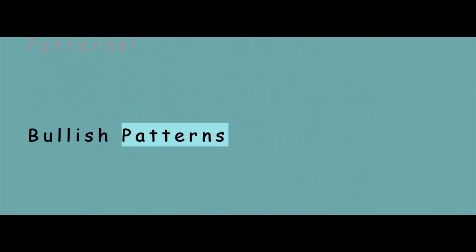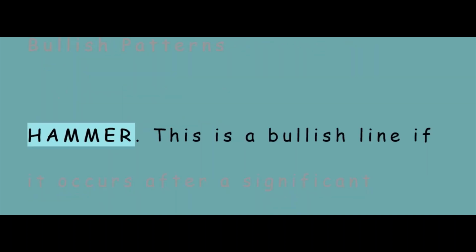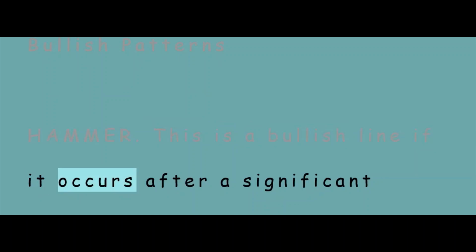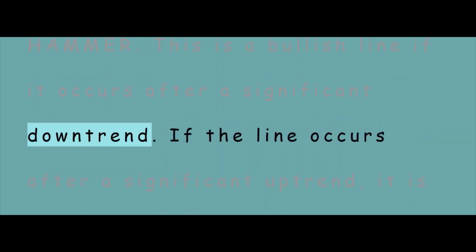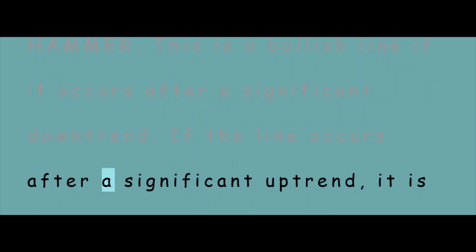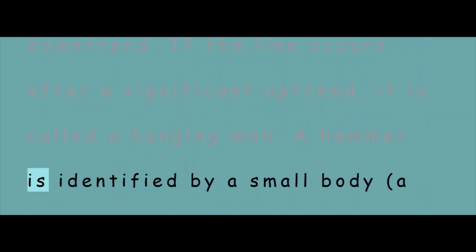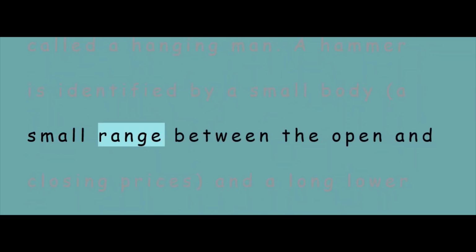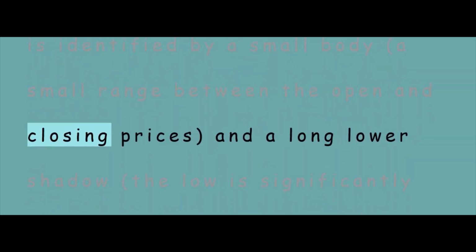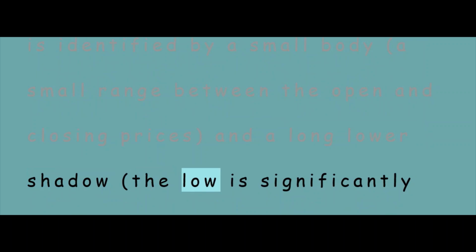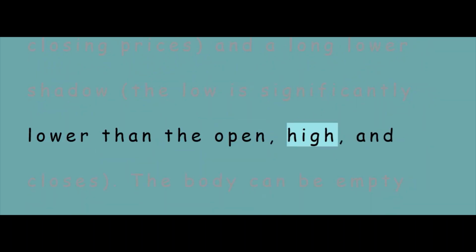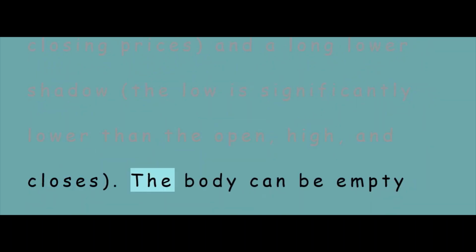Bullish patterns. Hammer. This is a bullish line if it occurs after a significant downtrend. If the line occurs after a significant uptrend, it is called a hanging man. A hammer is identified by a small body, a small range between the open and closing prices, and a long lower shadow. The low is significantly lower than the open, high, and closes. The body can be empty or filled in.